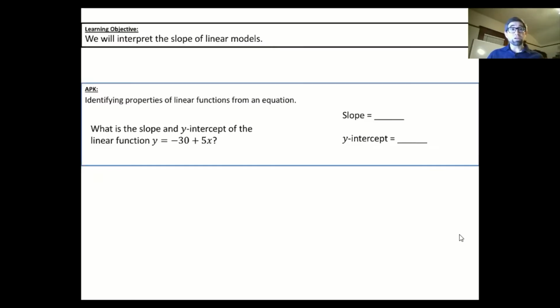It is time for our next lesson. This time we're going to be talking about linear models, and in particular, the slope of linear models. So let's look at our learning objective. Our learning objective says we will interpret.